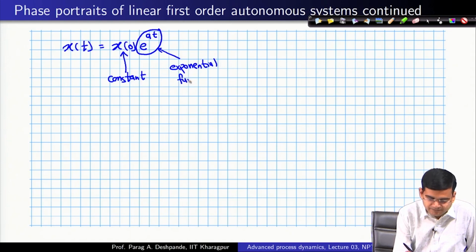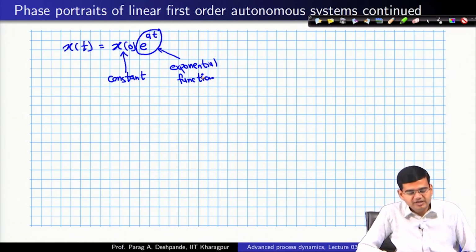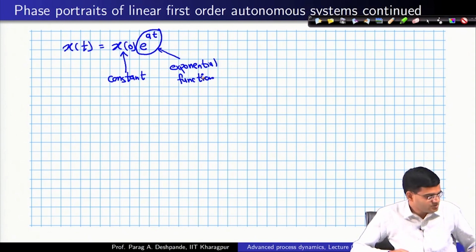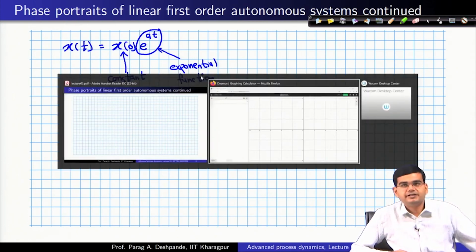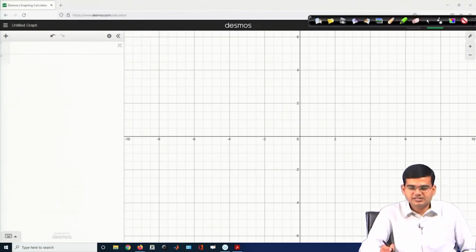Exponential function. Okay. So, although we know how the exponential function behaves, still let us look into the behavior of an exponential function using an online utility. This is called the Desmos calculator.